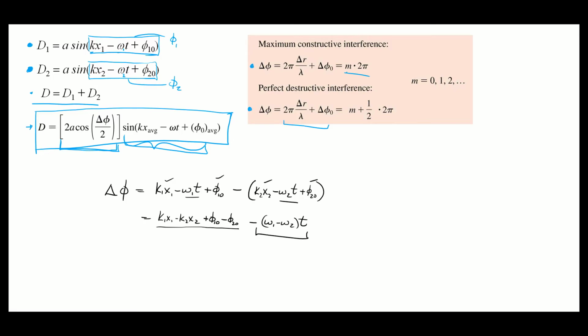And this term varies with time. So what does that mean? That means that this amplitude, essentially the amplitude for this sine wave, is going to vary with time. We're going to see it cycle through.